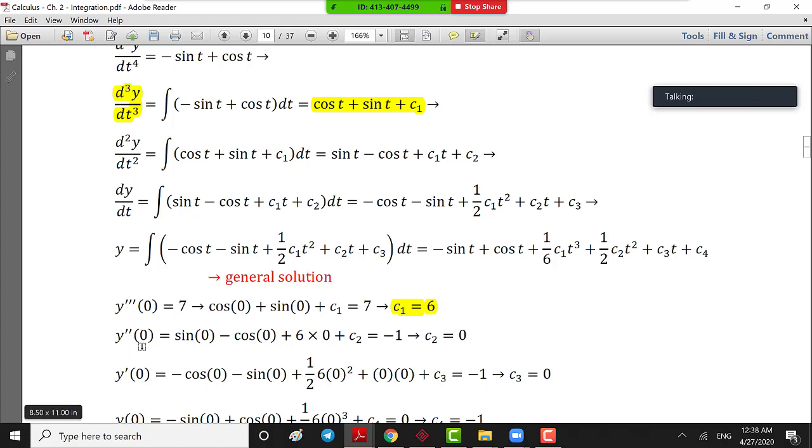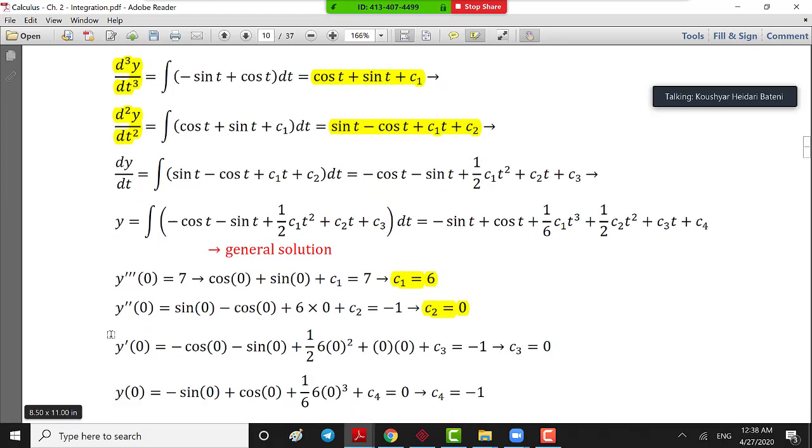The second initial condition told us that y double prime at 0 is equal to minus 1. Y double prime at 0, if we want to evaluate it, y double prime was equal to sine of t minus cosine of t plus c1t plus c2. Now, if you put in 0 in it, we're going to have minus 1 plus c2 equal to minus 1, which gives you c2 equal to 2.